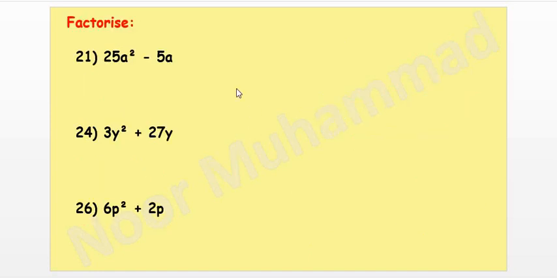Let's solve some more questions here. Now we have 25 in this question and 5. First of all we will check the numbers. So what is the GCF for 25 and 5? I have to think about a number that can divide both of them, and it should be the greatest number. So it's 5. Then I have to think about a squared and a. What is the GCF for a squared and a? It's a. Now what is the next step? Divide this term by 5a and divide this term by 5a.